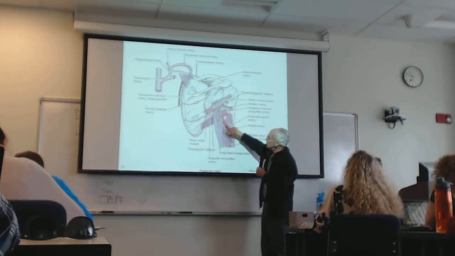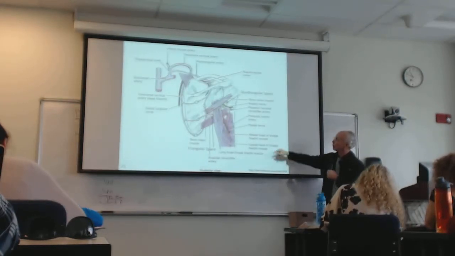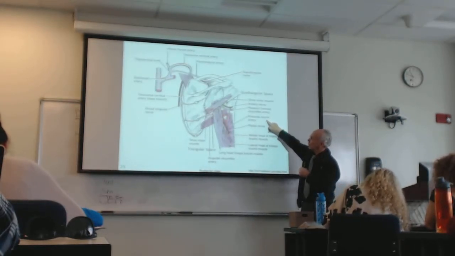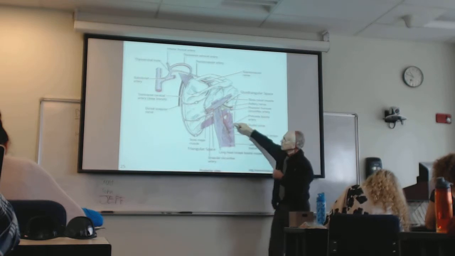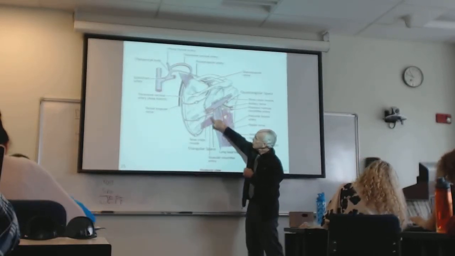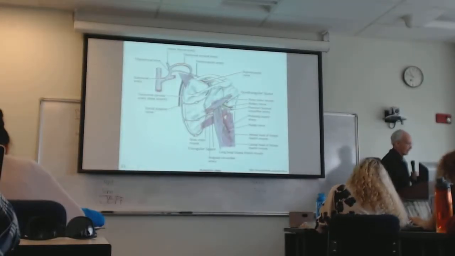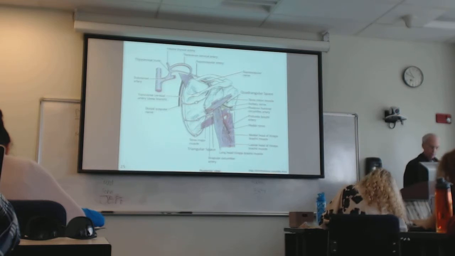But in any case, notice it's the radial nerve and what we're going to call the deep brachial artery that pass in this triangular interval here. And then the triangular space is a little less important, but that yields the circumflex scapular artery.